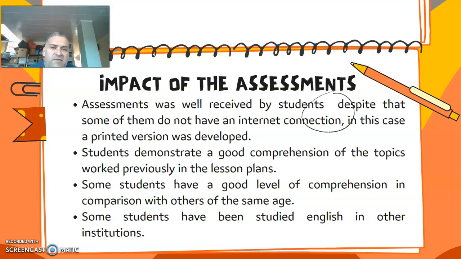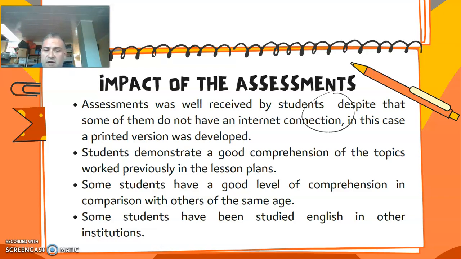Okay, the impact of the assessments. The assessments were received by students, despite the fact that some of them don't have an internet connection on their mobile phones. In this case, I printed a version to be developed by students, a printed version. Some students demonstrated a good comprehension of the topics worked previously in the lesson plans.